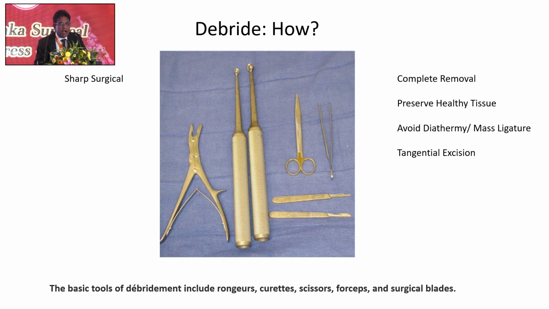We should avoid diathermy because it causes more necrotic tissue. We should not mass ligate bleeding points. It's best to put topical agents and put compression for hemostasis, provided the perfusion is okay. Tangential excision with a sharp blade. Remember that our scalpels blunt very quickly, even during the process. Sharp, new blades are very important.